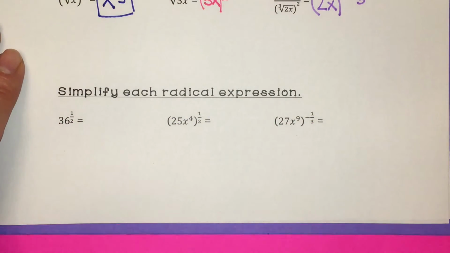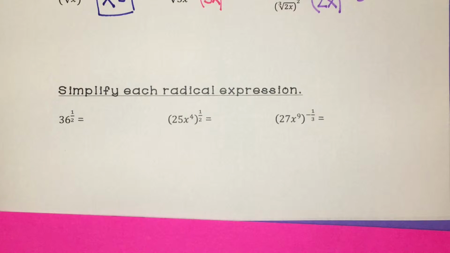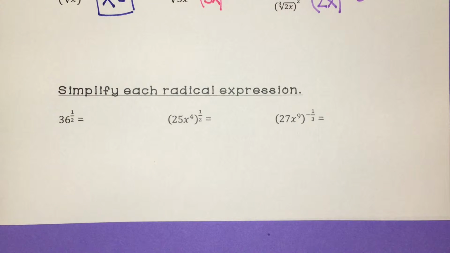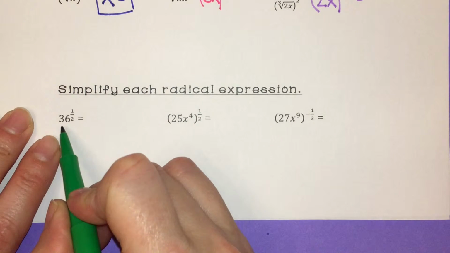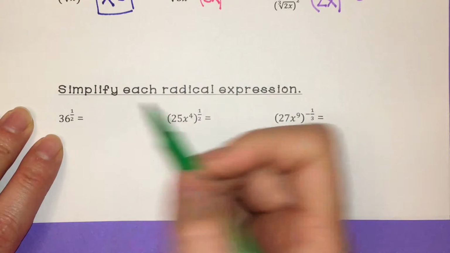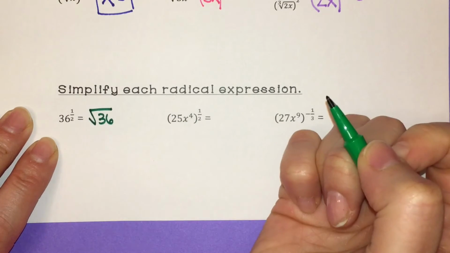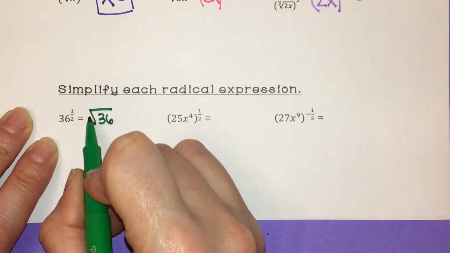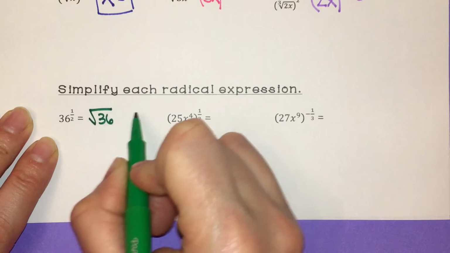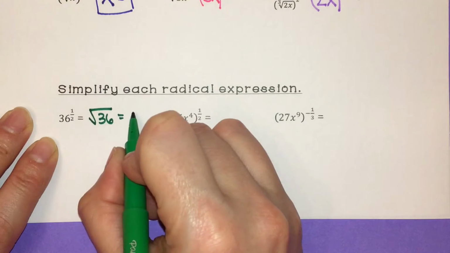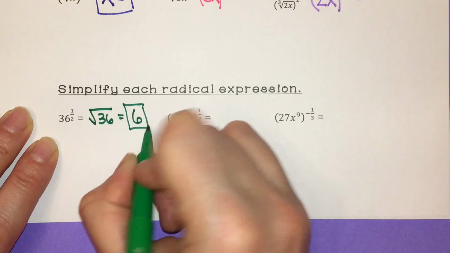Okay, so now we're just going to try to simplify some radical expressions, seeing what we just learned about converting from radical form to exponential form. So 36 to the power of 1/2. That means this is just the square root of 36, right? Because root 2 and 36 is raised to the power of 1. Well, 6 times 6 is 36, so the answer is 6.